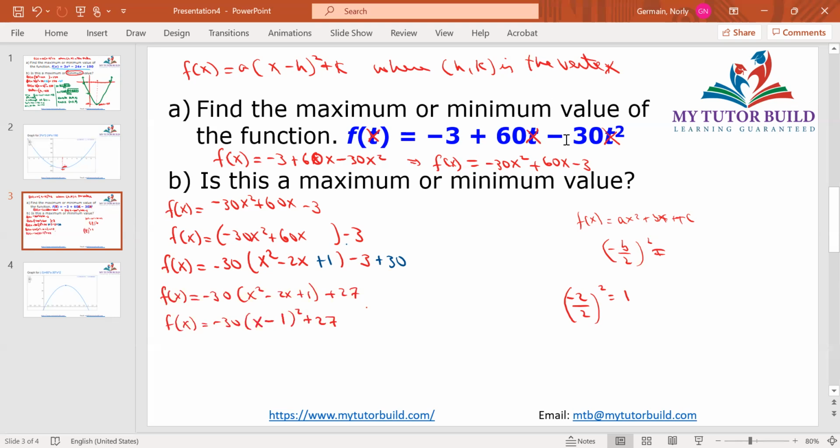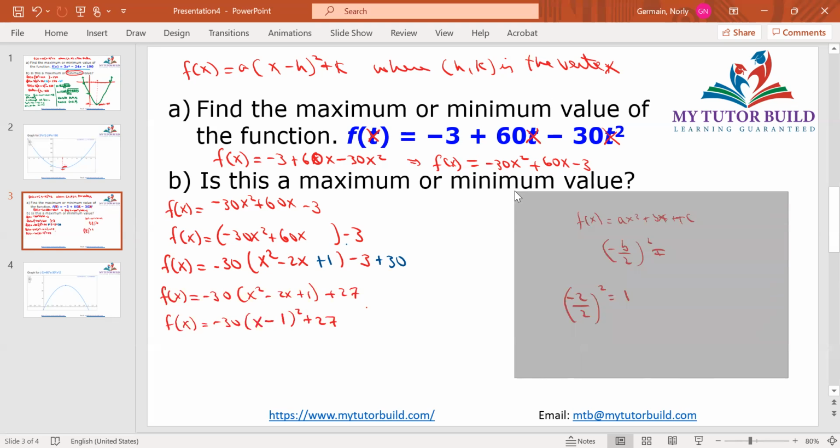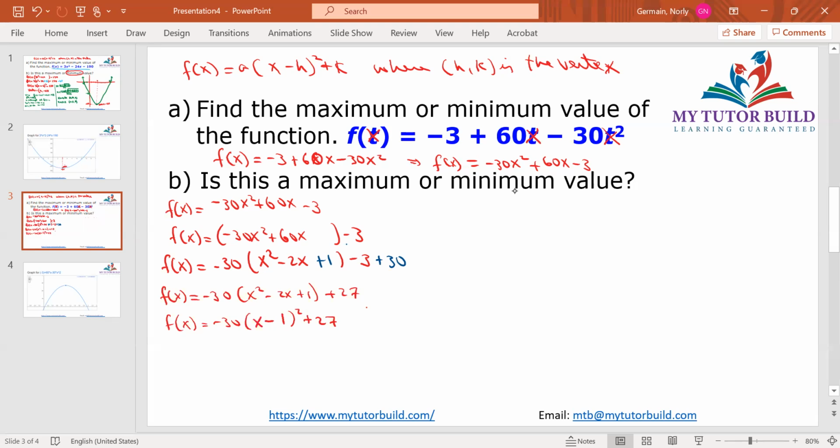Now, with what we have here, we transform our quadratic function into standard form, which gives us the vertex. The vertex here is (1, 27). So this is our vertex. Now, if you plan to graph that function, you put the point 1 and 27 here. Suppose it is 27 over here. This is our vertex.